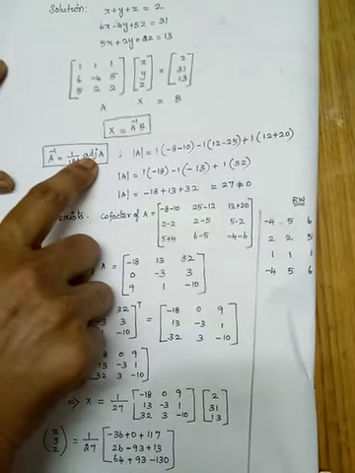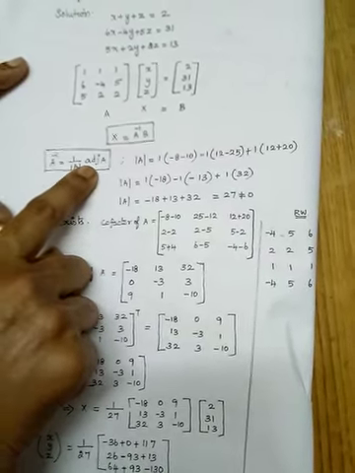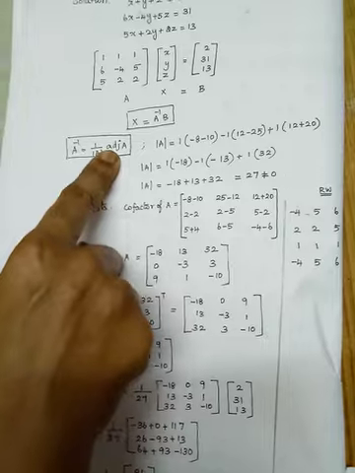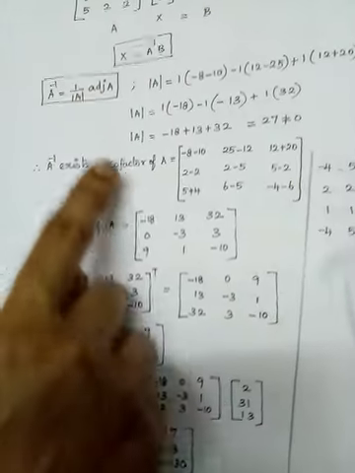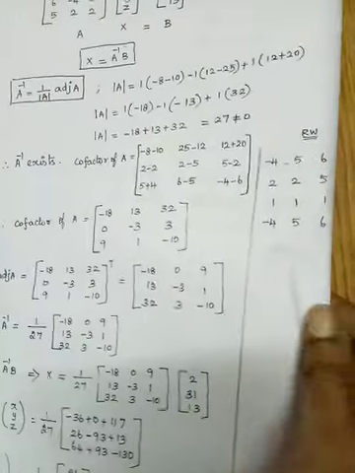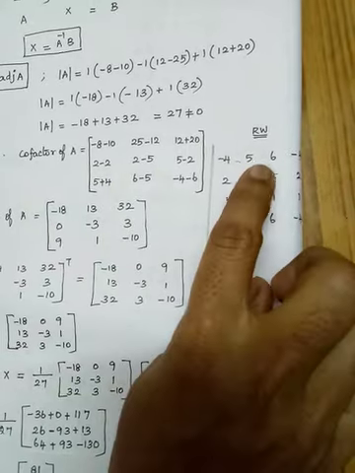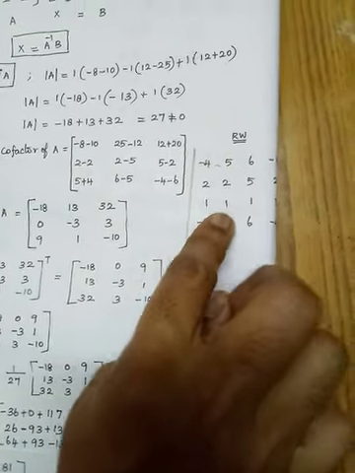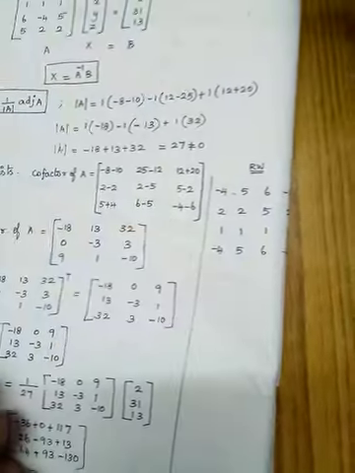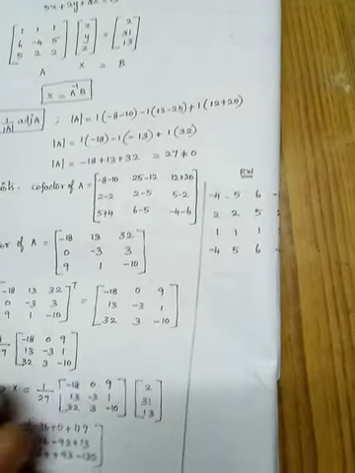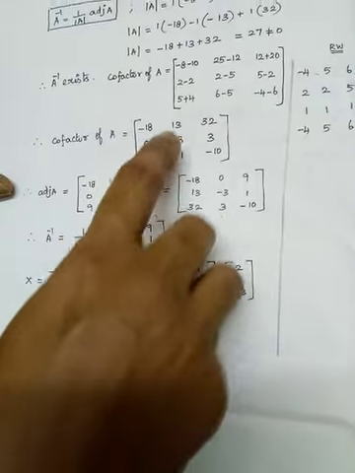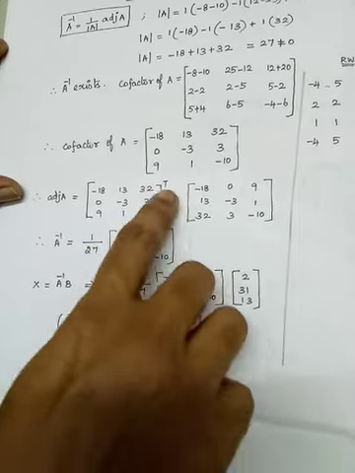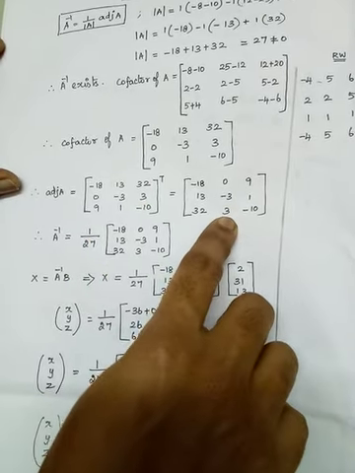Next, what is needed? Adj A. The adjoint procedure we have already seen in the first class. You have to find the cofactor of A. How to find the cofactor? Using row and column you have to find the cofactor. Next, what is needed here? Adj A, so it is the transpose of the cofactor matrix. So I have transposed, so I got Adj A.